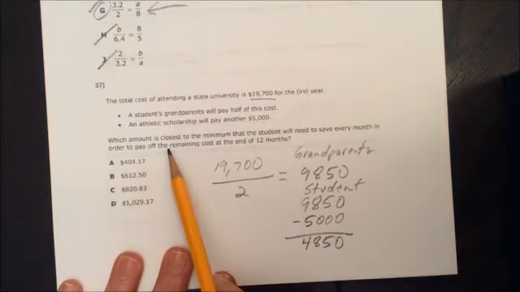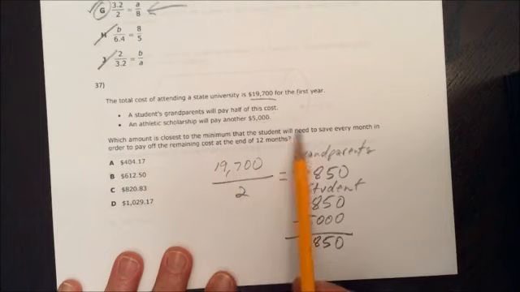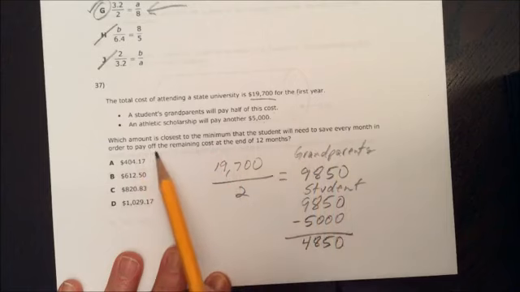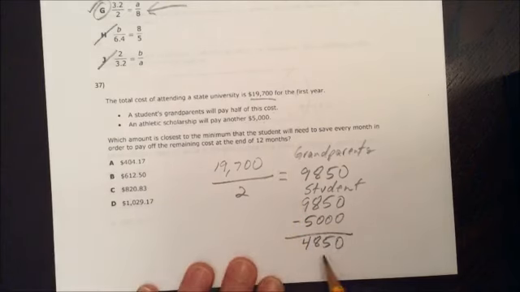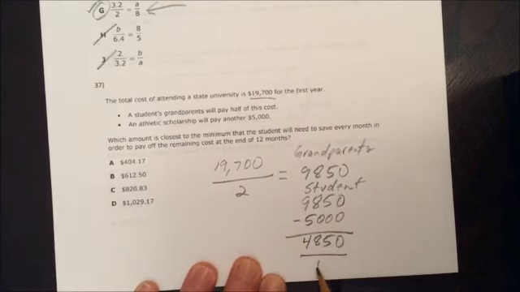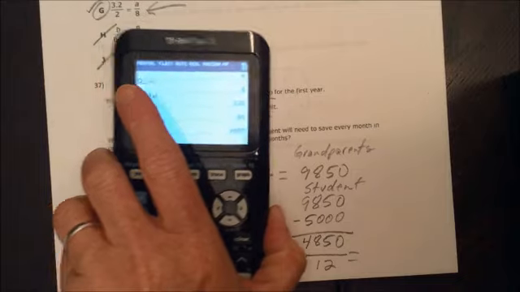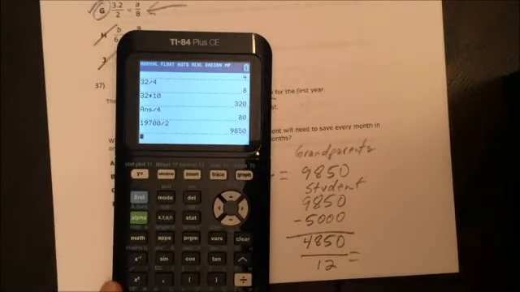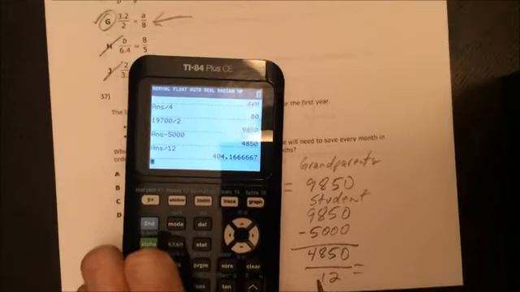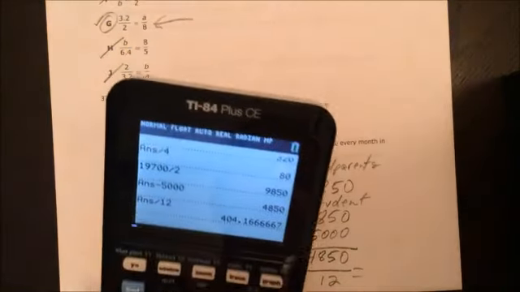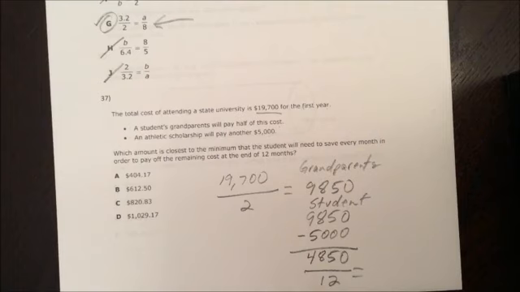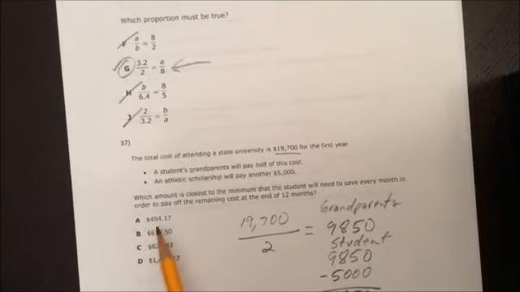Which amount is closest to the minimum that the student will need to save every month in order to pay off the remaining cost at the end of 12 months? So this divided by 12. There's our $4,850 divided by 12. He needs to pay $404.17. Perfect. Can't get any closer.